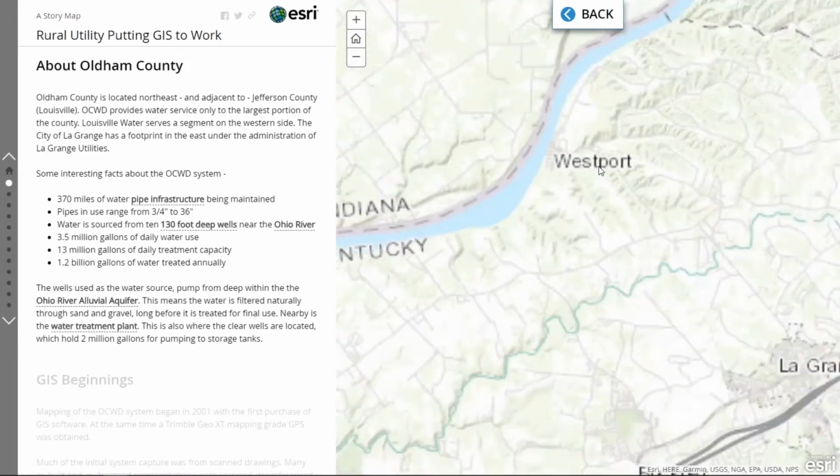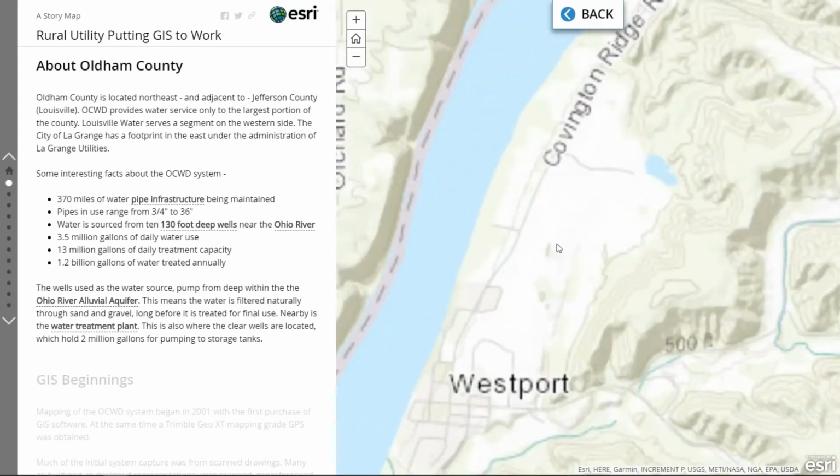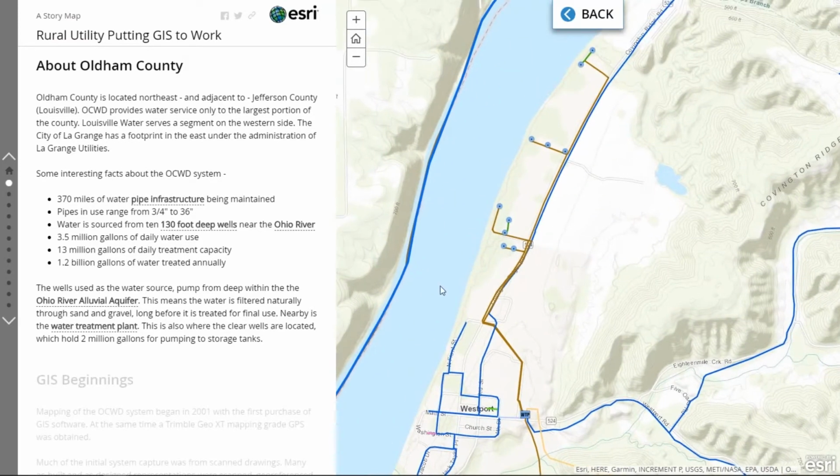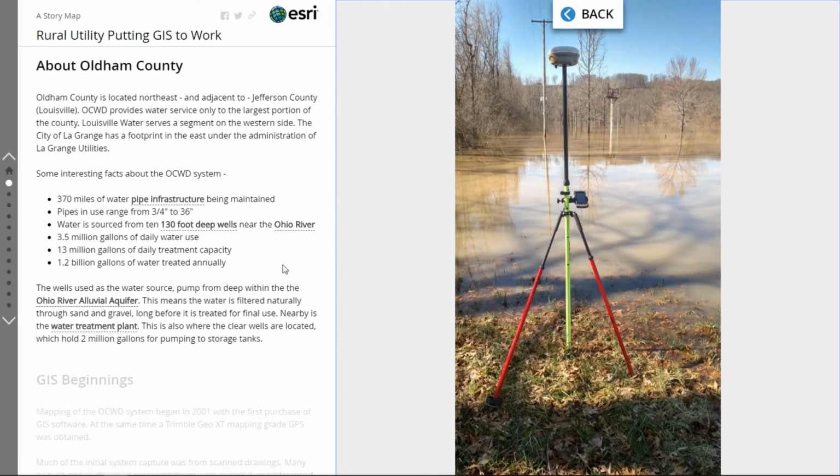We serve on average somewhere around 3.5 to 4 million gallons of water a day. We have a capacity at our treatment plant of 13 million gallons a day, so plenty of room for expansion. And we peak out in the summertime somewhere around 7 million gallons a day. So not a super large system, but I would call it a medium-sized system here in the state of Kentucky. We treat about 1.2 billion gallons a year annually.